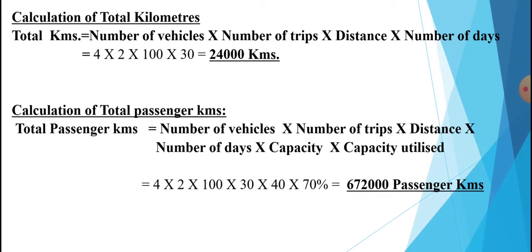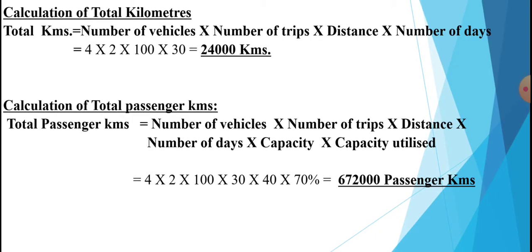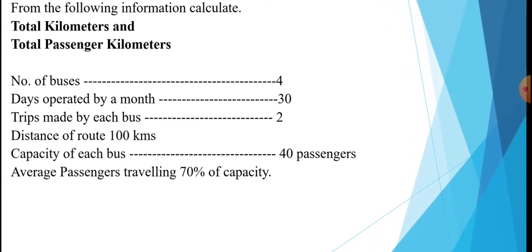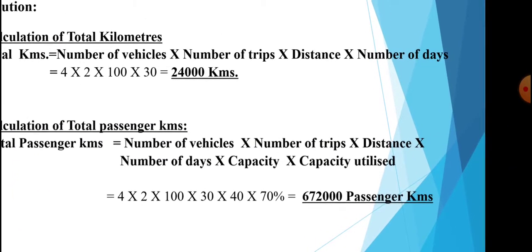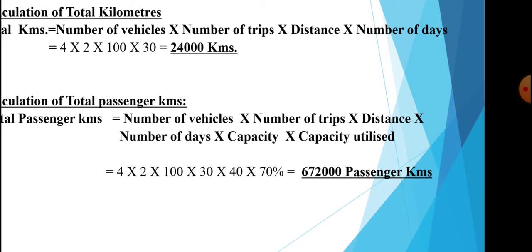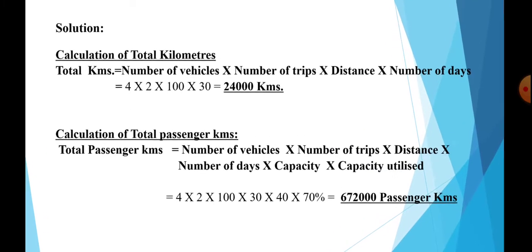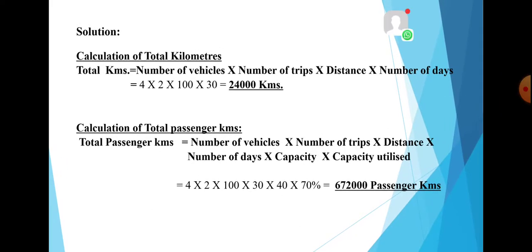For calculation of total passenger kilometers, we need number of vehicles, number of trips, distance, number of days, capacity and capacity utilized. Number of vehicles is 4, trips is 2, the distance covered is 100, days are 30, capacity is 40 passengers, and capacity utilized is 70%. When we multiply all this we will get 6,72,000 passenger kilometers. So this is one easy problem regarding the calculation of total kilometers and total passenger kilometers.